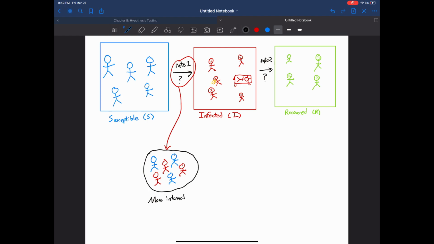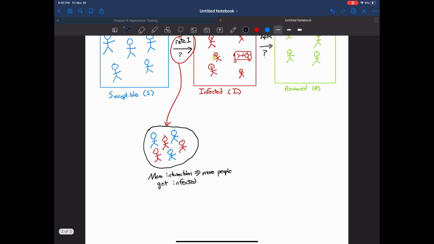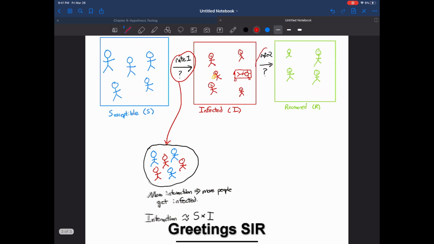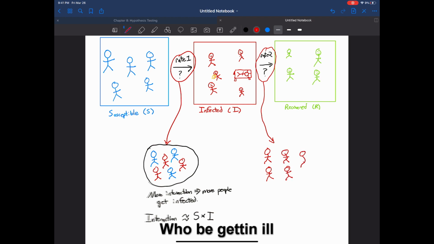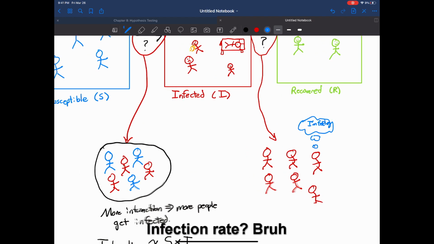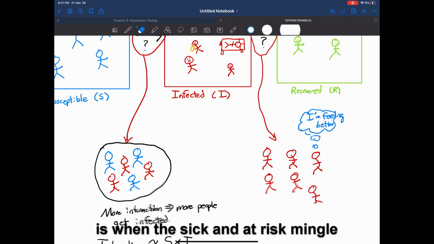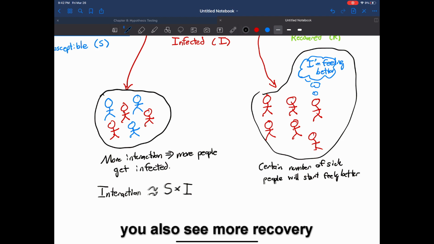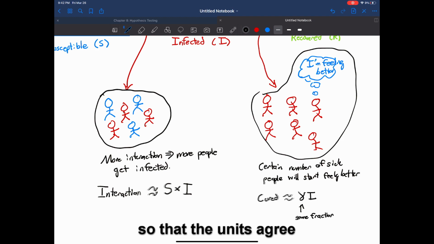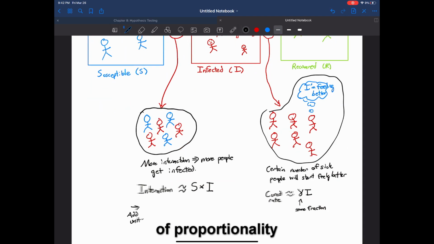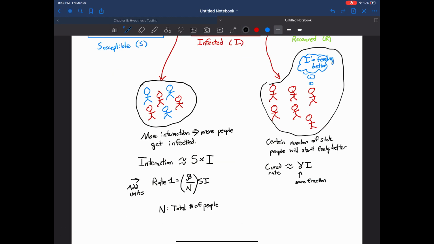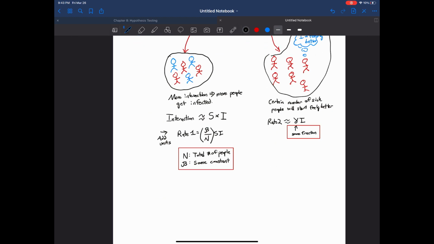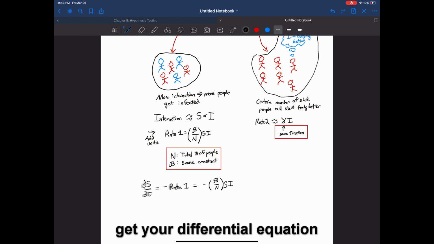Hope you're not feeling sick. Disease is coming. You ready? Greetings, sir. It's time to diagnose. Oh, shit, who's who sick? Be getting ill and getting back on their toes? Infection rate, bruh, that's so wheezy, here's a jingle. Give me that the product bottle. Of SNIs when the sick and at-risk mingle. And who be getting better? Want that DRDT with more infected? Yeah, also see more recovery. That's good, though. To finish the job so that the units agree, we tack on some constants of proportionality. Give me that simple infection model. Combine the rates, get your differential equation.